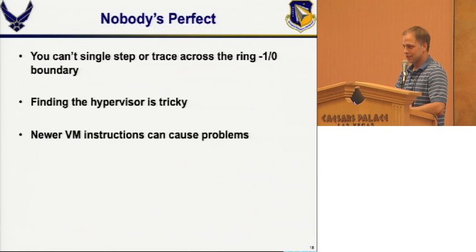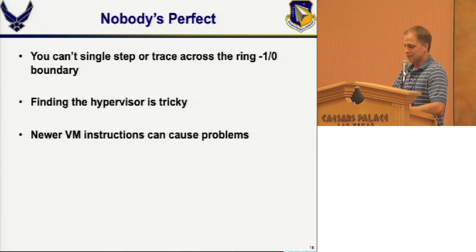Of course, like I said, it doesn't solve everything. It's just a tool here. It gives you some neat capabilities. But one big limitation is you can't actually step across the ring -1, ring 0 boundary, which is what I was really hoping for, because that would make life great. It would be nice if you were just stepping along and you hit the jump into hypervisor mode and exit, and it would just step right in there. But no, it's not that nice.